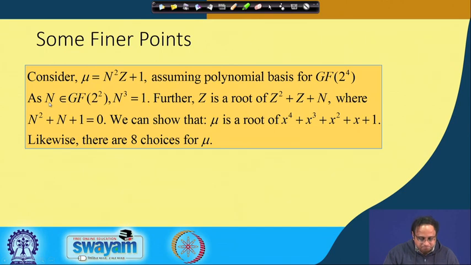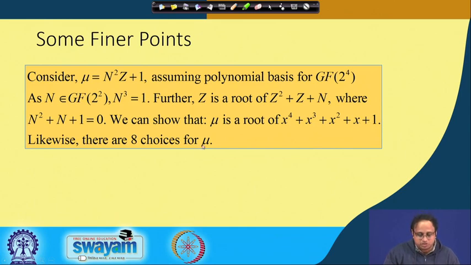that means as n belongs to GF 2 power of 2, if you remember I said n cube is equal to 1, further z is also a root of z squared plus z plus n. Okay. So where n squared plus n plus 1 is equal to 0. So you can show, again I leave it as an exercise, and you can follow it from the textbook also, that mu will satisfy this equation. That means mu is a root of the irreducible polynomial in GF 2 power of 4, which is x to the power of 4 plus x to the power of 3 plus x squared plus x plus 1.